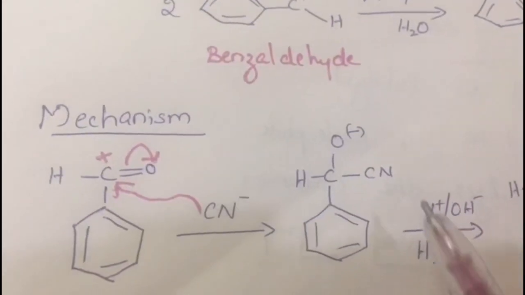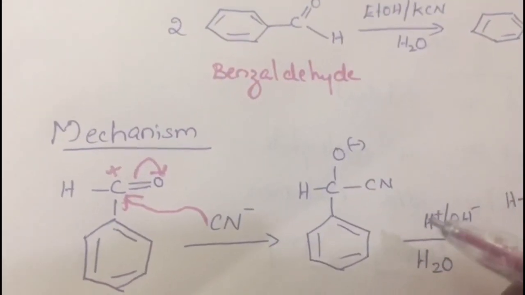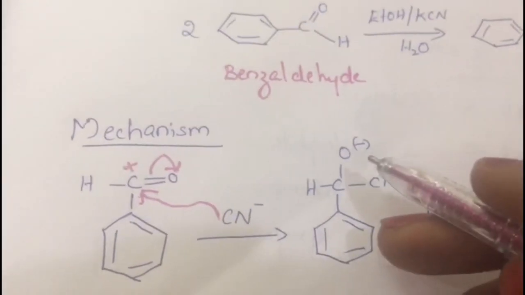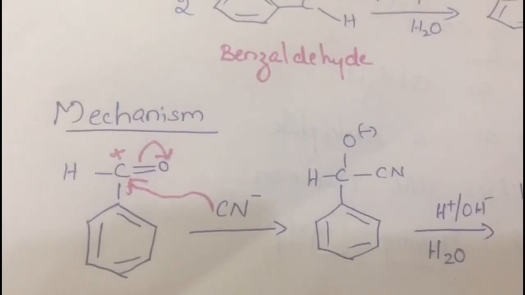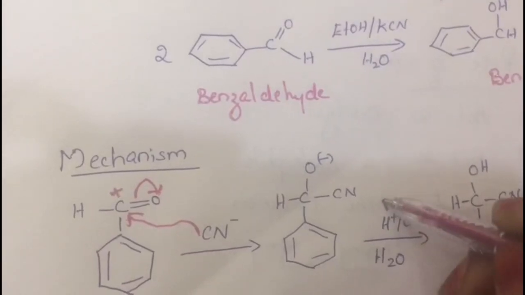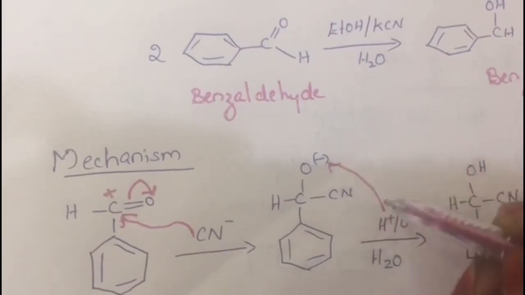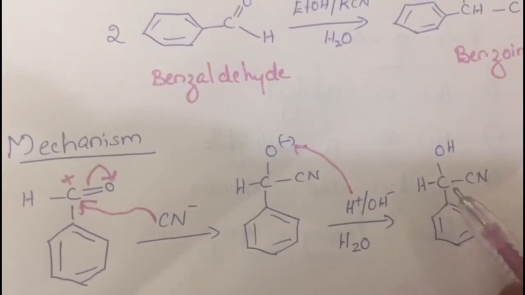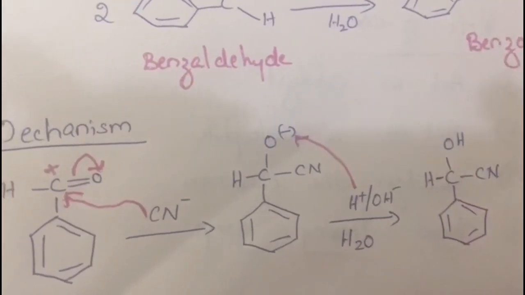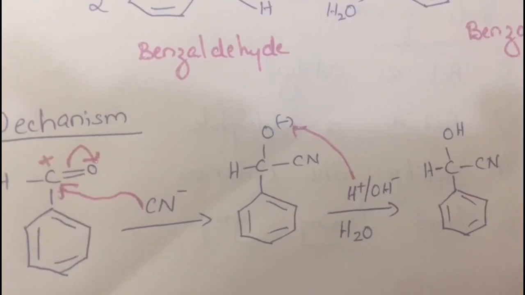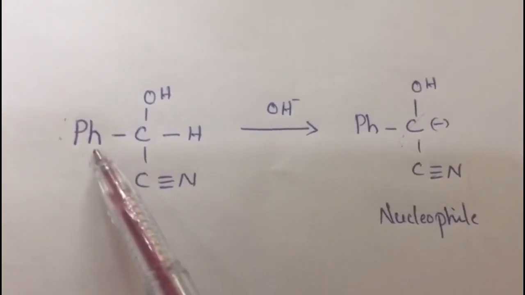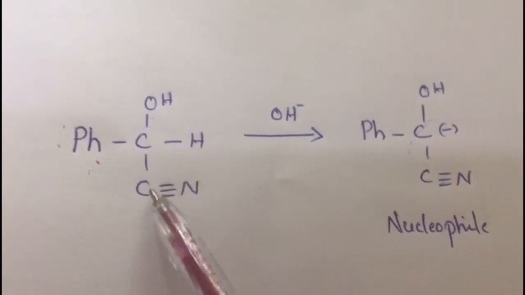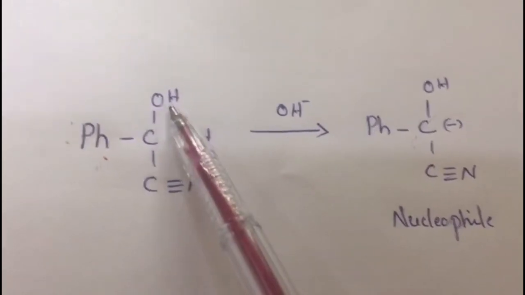Next step is hydrolysis, because we are using water also here. So during hydrolysis, this H+ will move towards the oxygen atom, towards O-, so it will form OH. So here C6H5CHOHCN. This is the product formed during hydrolysis. So this is our product, PhCOHHCN.